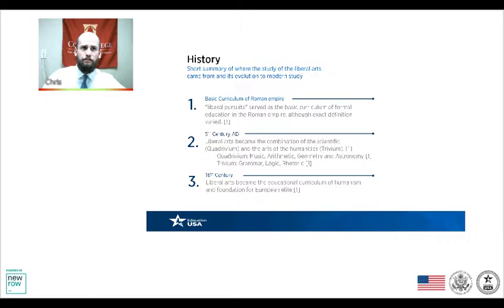Fast forwarding several years to the 5th century AD, the liberal arts model got a little bit more detailed and a little bit more defined. And it composed the two different ways that we think of it now, the liberal arts and the sciences.